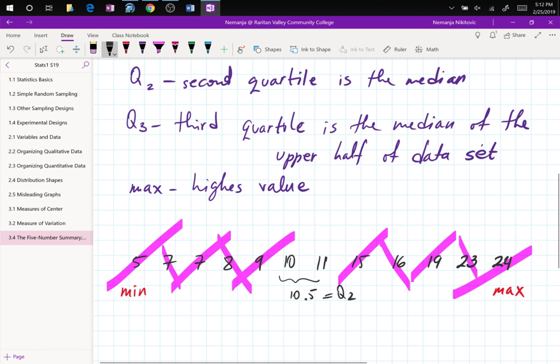So my Q2 is 10.5. I don't want it to be confusing, 10, 10, 10, it's always the same. No, because if you have an even number of data points, then you are going to end up with this pair in the middle, and you have to take its average to come up with a median. You should know that already from 3.1.